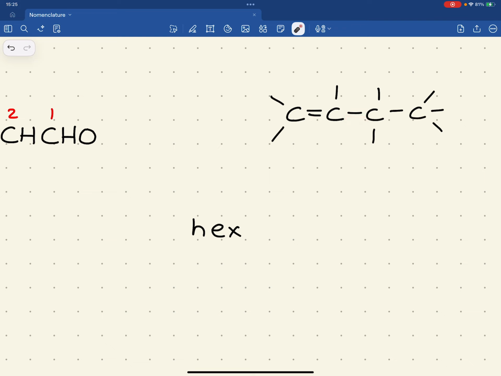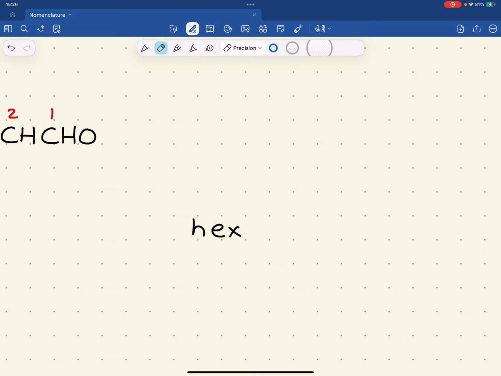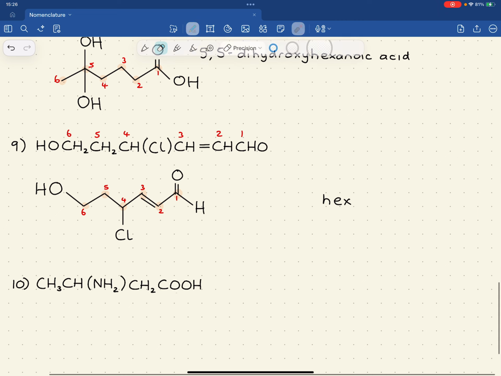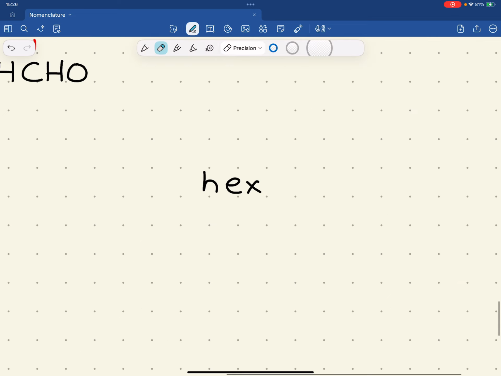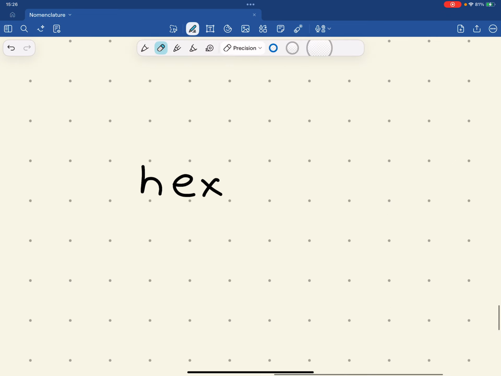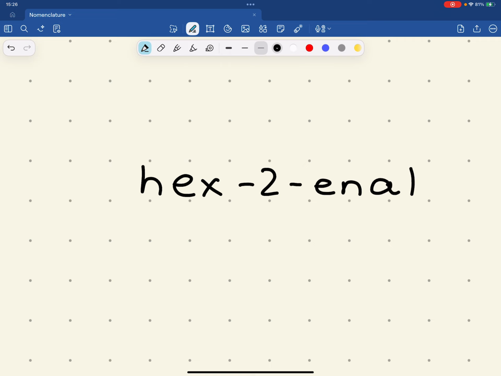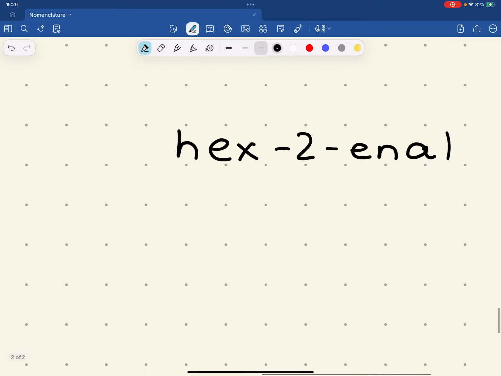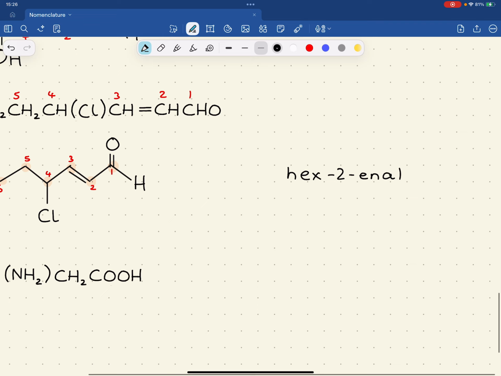Now I can use that same set of rules for saying where the double bond is in this molecule. So what we've got is the double bond here is on carbon 2. It's between carbon 2 and 3, but we'd always give it the lowest number. So this would be hex-2-ene, and then we put the al for the aldehyde. So it's hex-2-enal, which is probably as difficult as a part of nomenclature as you would get.